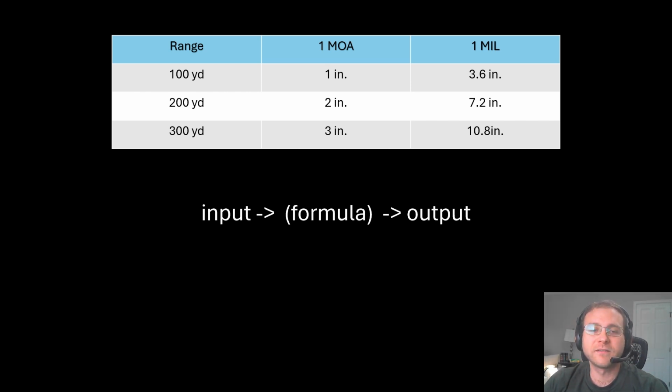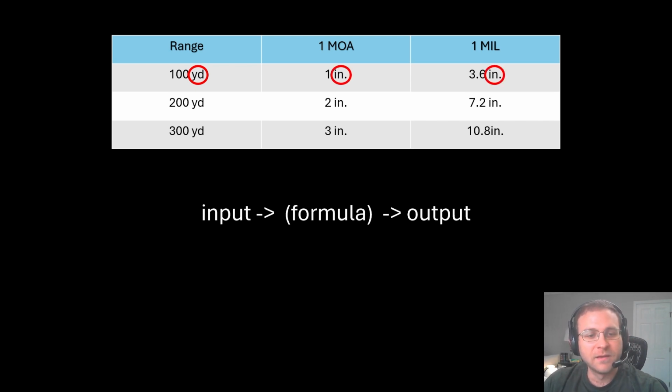In this chart, the ranges to the target are the inputs, the 1 MOA or 1 mil is our formula, and these numbers underneath that are the outputs. For example, if we take 100 yards and put it into the 1 MOA formula, we get 1 inch as our output. If we take that same 100 yards and put it into the 1 mil formula, we get 3.6 inches as our output.